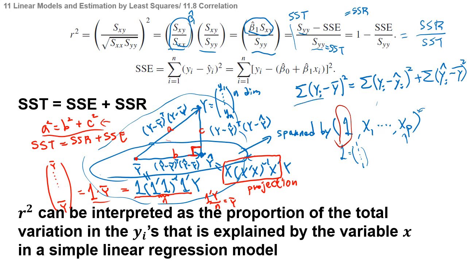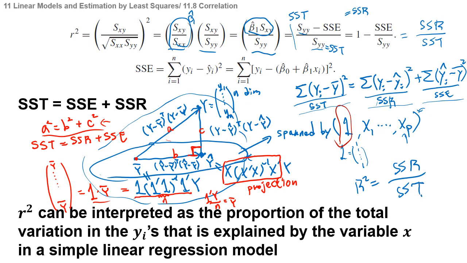So this part is SST, this part is SSR, and this part is SSE. So the total variation, the sum of squares total, can be divided into the sum of squares regression and the sum of squares error. And R square is SSR divided by SST. So this means R square is this part B divided by SST, which is A.